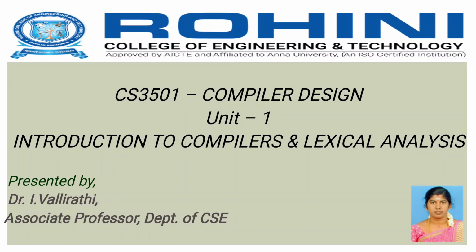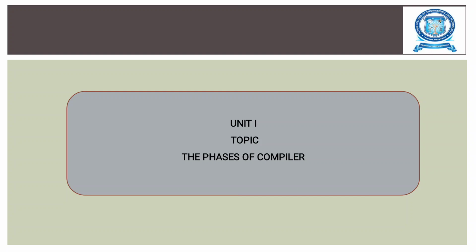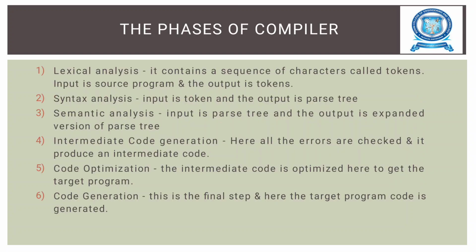In this presentation, we are going to discuss Unit 1, an introduction to compilers and lexical analysis, where we discuss the phases of a compiler. Actually, there are 6 phases of a compiler: lexical analyzer, syntax analyzer, semantic analyzer, intermediate code generator, code optimizer, and code generation. Here the lexical analyzer is used to generate tokens.